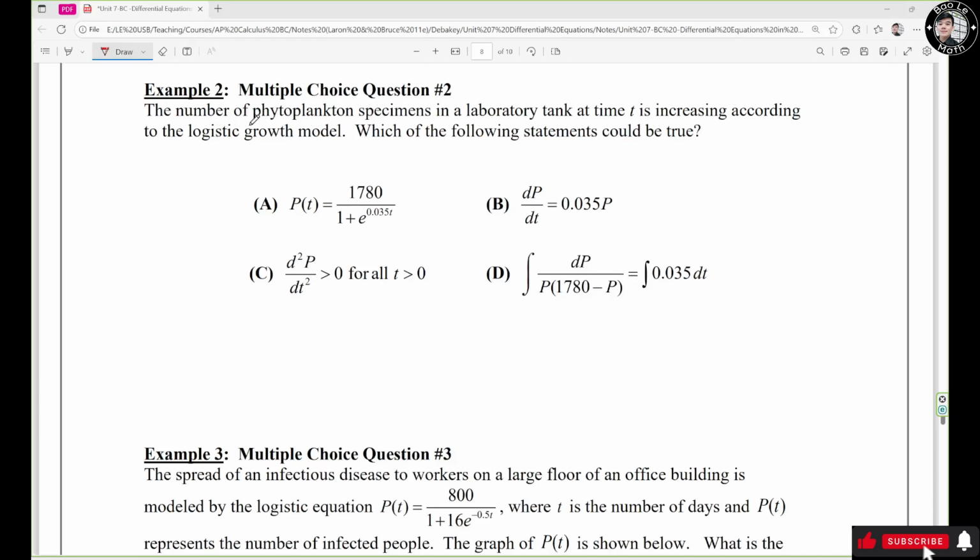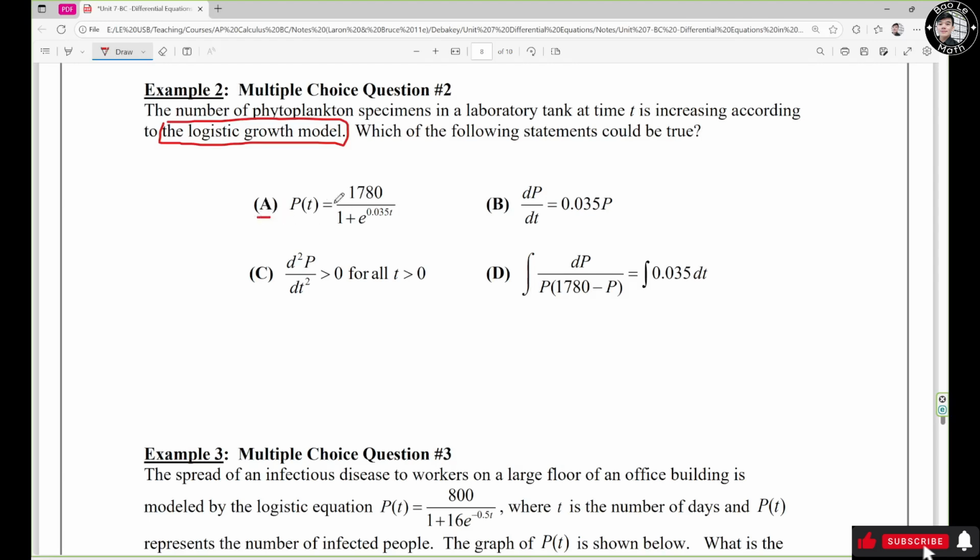Now let's move on to example number 2. The number of phytoplankton specimens in a laboratory setting at time t is increasing according to the logistic growth model. Which of the following statements could be true? So we need to identify the keyword. The keywords say the logistic growth model. So we're going to explore every single choice.